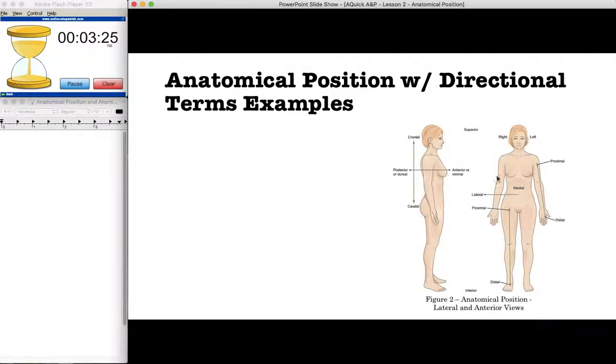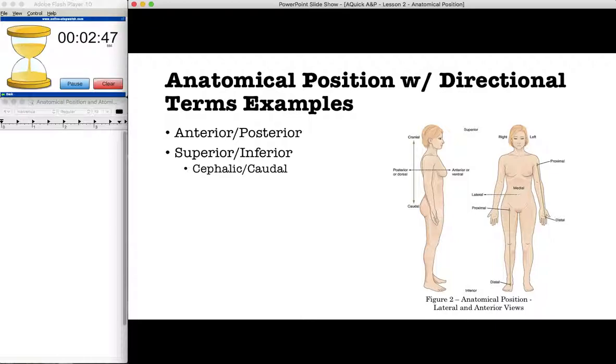We have the anterior view and the lateral view. Anterior means towards the front of. The nose is on the anterior surface. Posterior means towards the back. The gluteus maximus, or butt, is on the posterior surface of the body. Superior means towards the top, or the top half. So the head is superior to the waist. Opposite superior is inferior. So the foot is inferior to the waist.